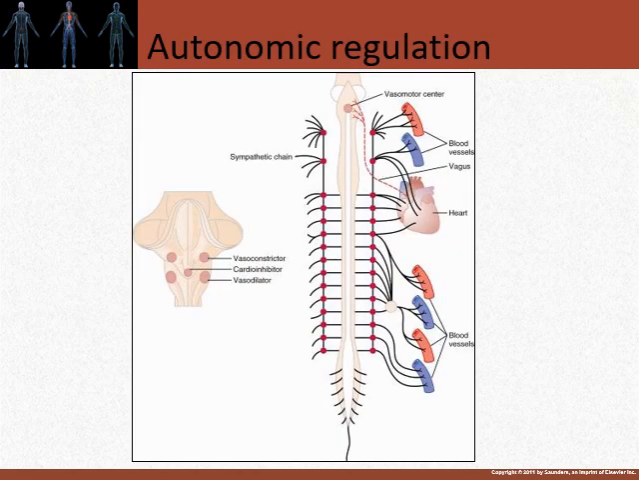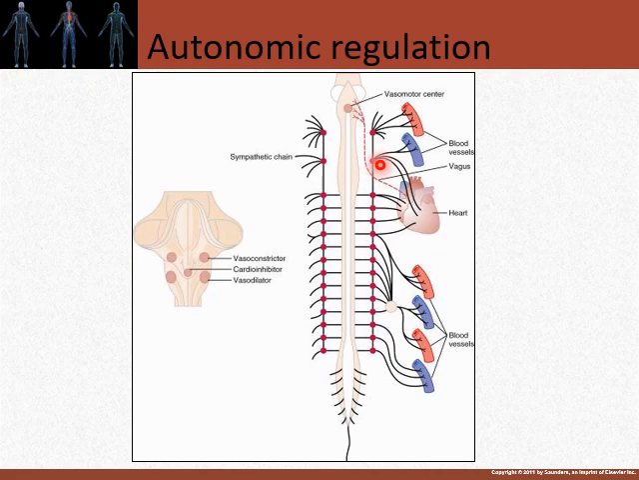Looking at the distribution of the autonomic nervous system regulation, you can see here the sympathetic chain, which is prevertebral, and we can see here the pre and postsynaptic fibers of the sympathetic nervous system, which are distributed as you can see here and innervate various blood vessels of the circulatory system. So the distribution in the vascular system is very high for the sympathetic nervous system. Most blood vessels are innervated, as well as the heart.